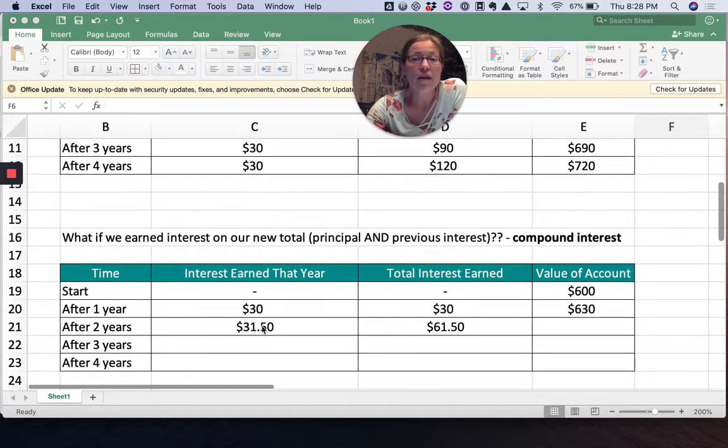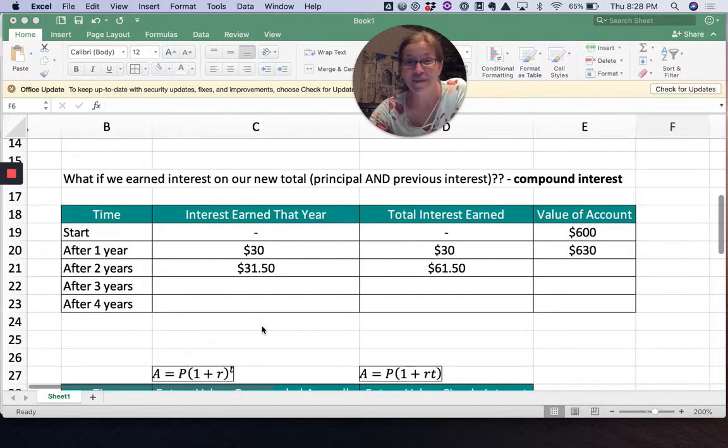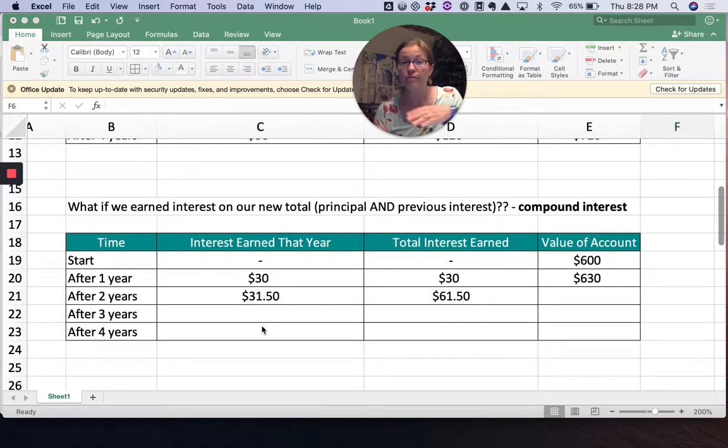When we have compounded interest, which is the new thing that we want to learn today, that's when we make interest off of not just the principal, but the interest that has been added to that account as well. So we're making interest off of the new total. So the first year, it's still the same. $600 was put in the account. We make 5%, that's $30, and we end up with $630.